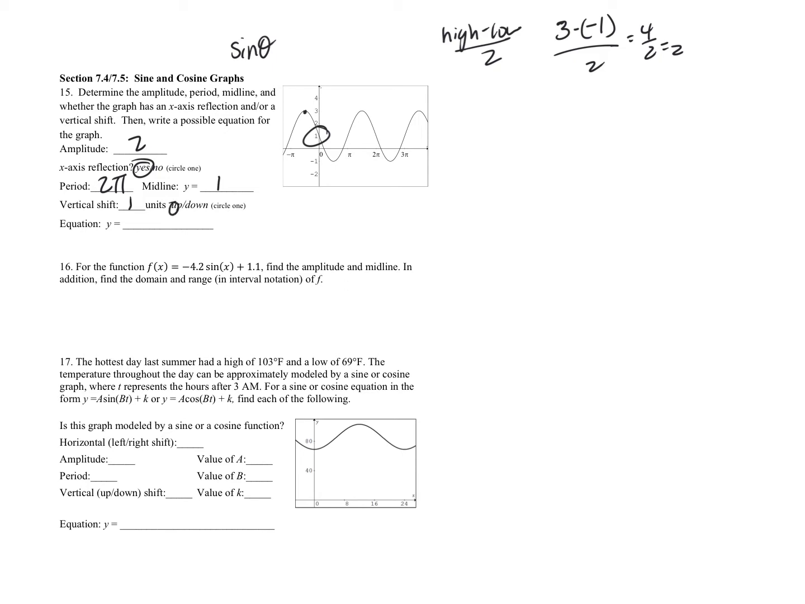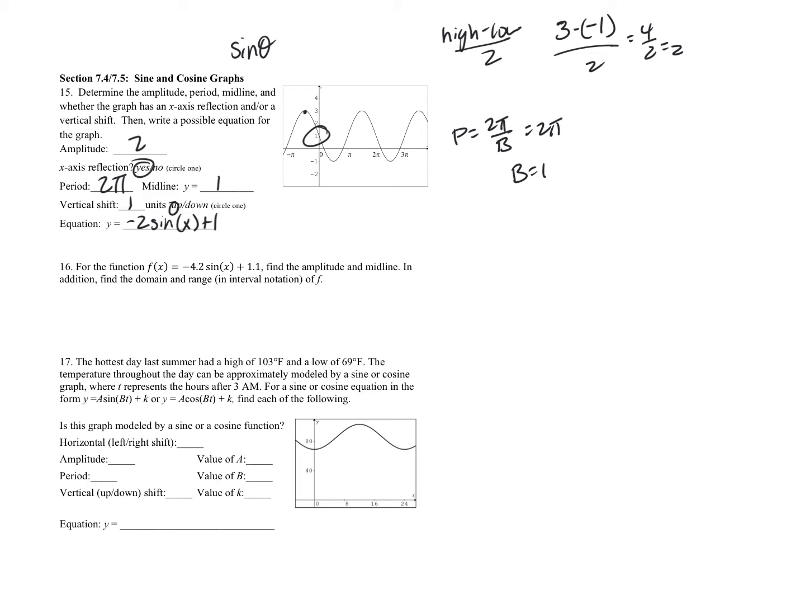So to put it all together, y is going to be equal to, so we have our amplitude, but we also have the reflection, so it'll be -2. We decided it's sine. Now we need to find our b. So remember that our period is equal to 2 pi over b. So since our period is 2 pi, that means that our b is going to be equal to 1. So that'll just be x here. And then finally adding our vertical shift is just 1.